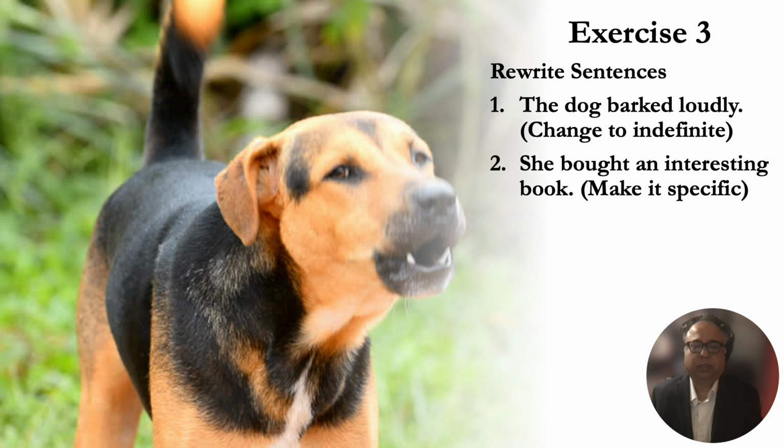So for number one, you change the definite article to an indefinite article. And for number two, can you make the book very specific so the reader or the listener knows the book you are talking about? How would you do it? I have not given you any answers because you need to practice, right? And you need to use your brain to master the articles in English.